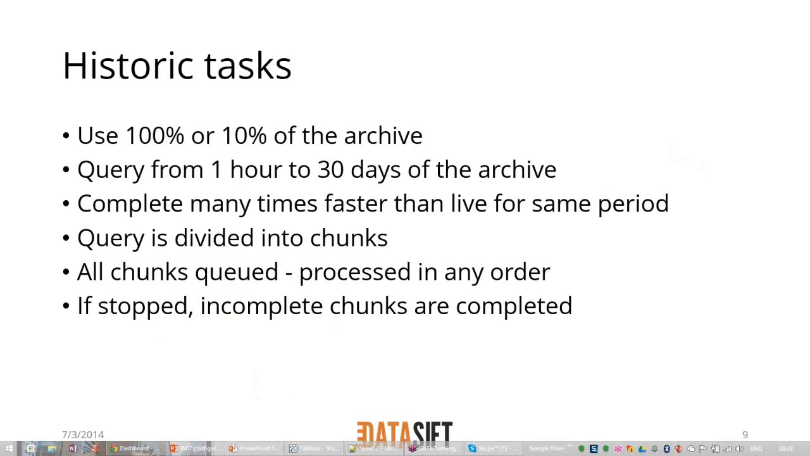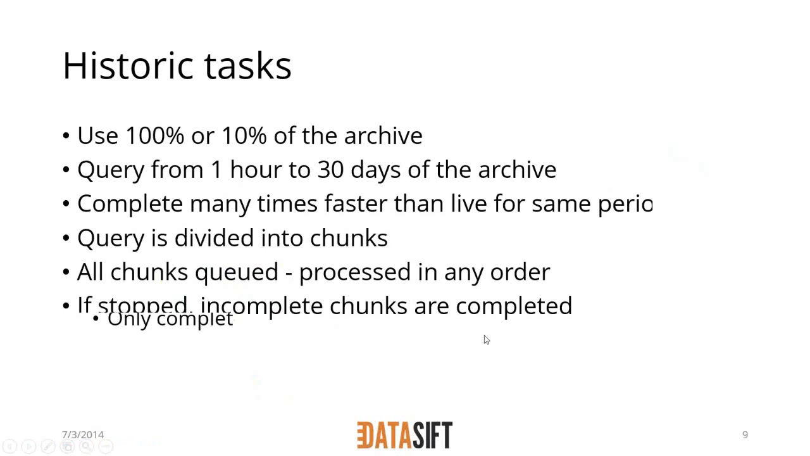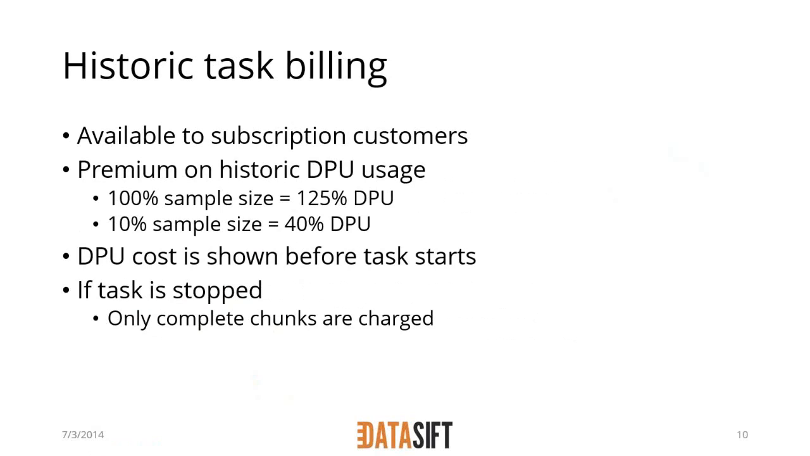Let's have a little look at billing. I don't know if you already are familiar with how we bill on the platform. There are 2 parts to it. There's a data processing unit cost. So the more complicated your filter is, the more processing our platform has to do, and therefore we charge you more. So when you write a filter, it tells you how many DPUs or data processing units it's going to cost to run that filter.